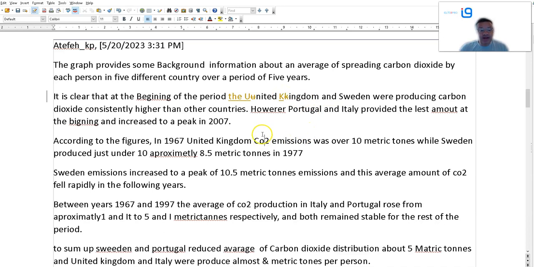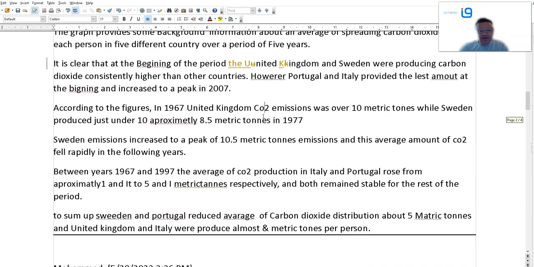And Sweden will produce income tax because it's higher than other countries. Yeah, but what's changed though? We're producing carbon, yeah, but it went down. So that's not a key feature, is it? However, I suppose that should be provided the least amount at the beginning and increase. So I can see there's quite a few things here. It's not just grammar, vocabulary. There's a few different things here which I'm not going to make too many comments on. According to the figures, 1967, the United Kingdom's possessive CO2 emissions were over 10 metric tons. So, lots of grammar and vocab here. Right?